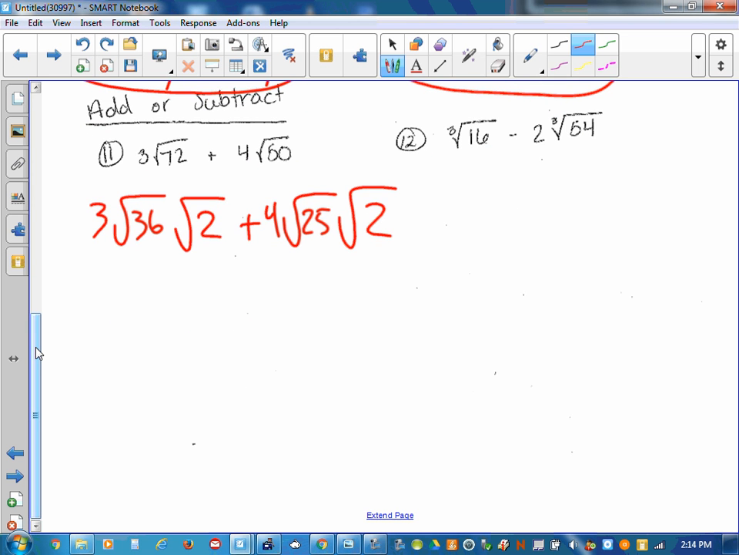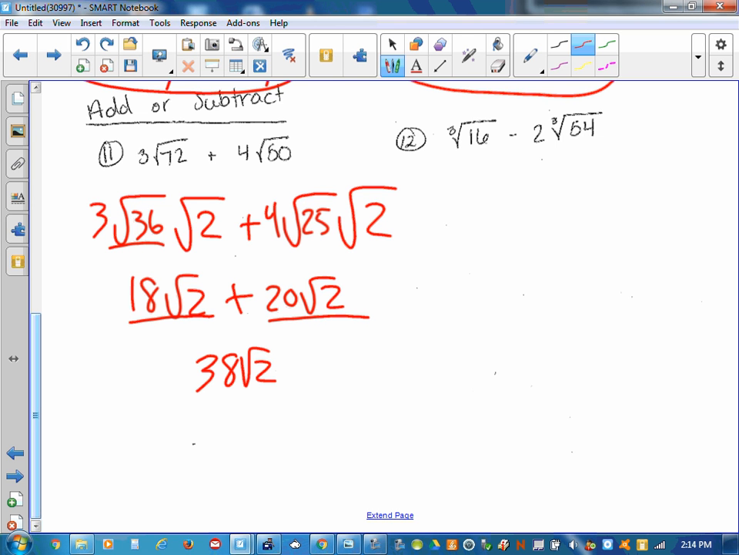This is all multiplication. That's 6 times the 3 is 18, radical 2. And then it's 5 times the 4, because the square root of 25 is 5. So that'd be 20, radical 2. And these are now like terms. They both share the square root of 2, so they are the same size pieces. I have 18 of them and 20 of them, which make 38 radical 2.